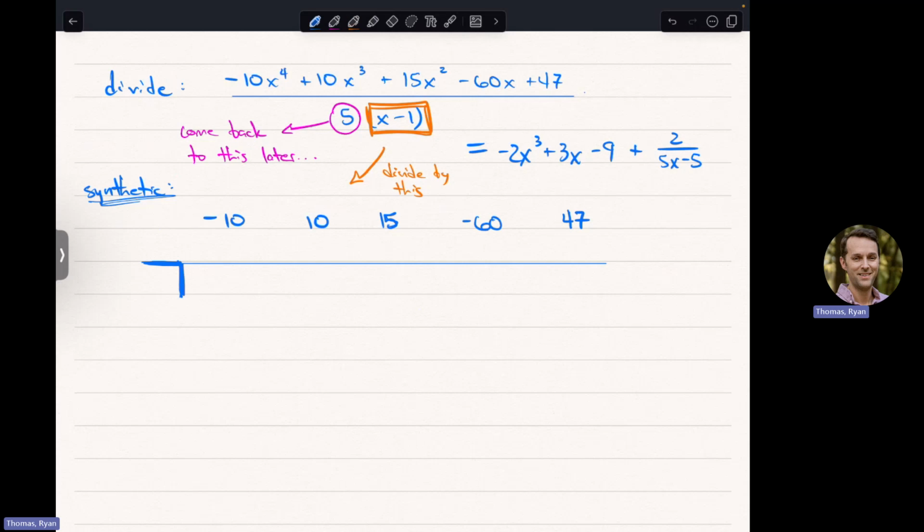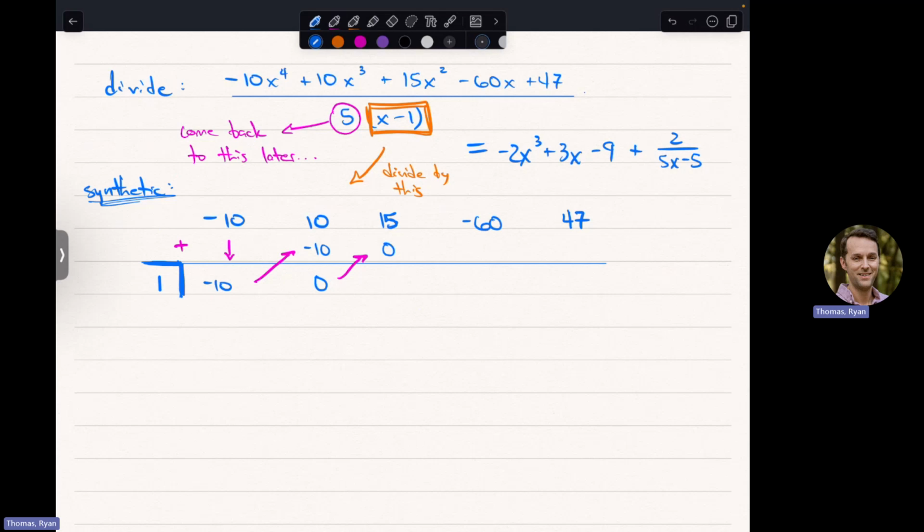So I'm going to divide by x minus 1. I'm doing it with synthetic, so I need the 0 that goes with that, which is 1 right here. Do the synthetic division like you normally would. So carry down, and then multiply these, and store it right there. So 1 times negative 10 is negative 10. And then always we're adding down the column. So 10 plus negative 10 is 0. 1 times 0 is 0.